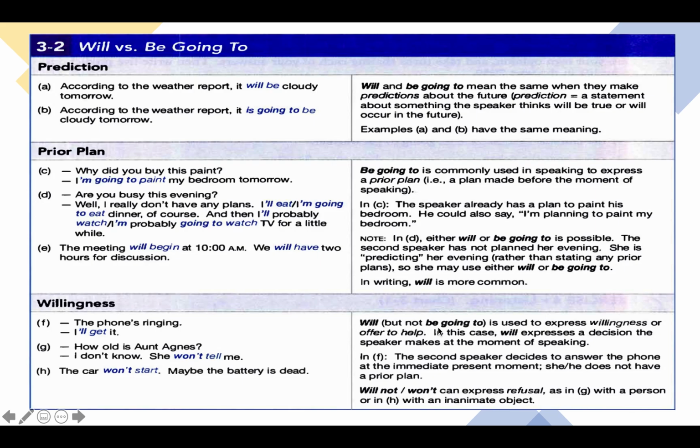Will but not be going to is used to express willingness or an offer to help. In this case, will expresses a decision the speaker makes at the moment of speaking. And by this, we finish this second chart of the third chapter on the future time.